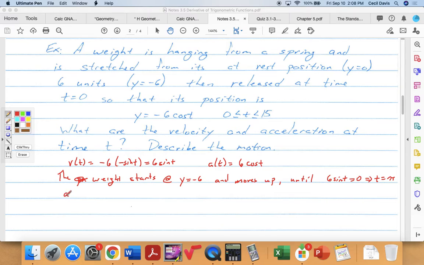At which time the weight is at, we should give the position. Well, let's see, at t equals pi, cosine is -1, so this would be at y is equal to 6.